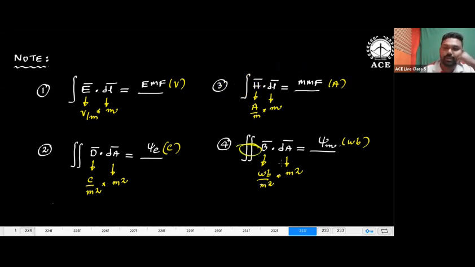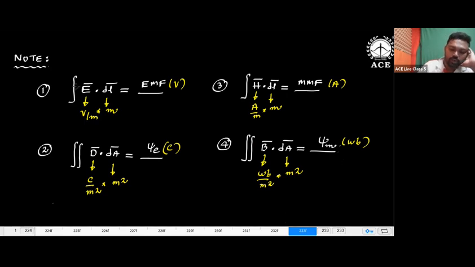If this is closed, what happens, beta? That equals the net magnetic flux, which is equal to 0. That we also have seen. Clear? Yes. These are just integrals, beta. These are just integrals. Fine.